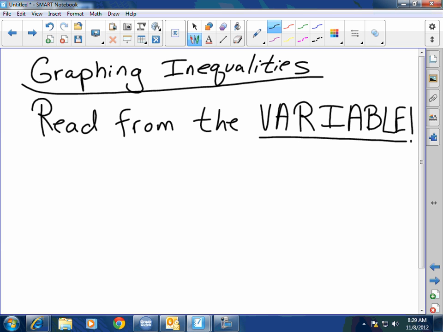I'm not trying to be sarcastic. I just want you to really understand this. You read from the variable. So let's practice a little bit. Okay, from the variable, how would you read that? X is less than negative 4. Awesome. From the variable, how would you read this?